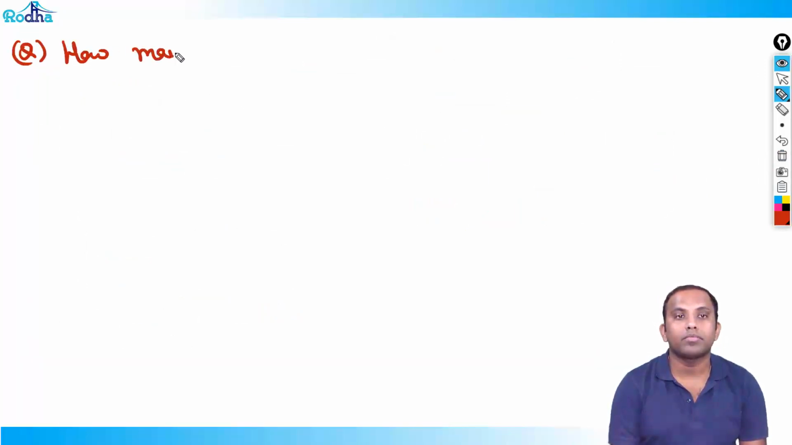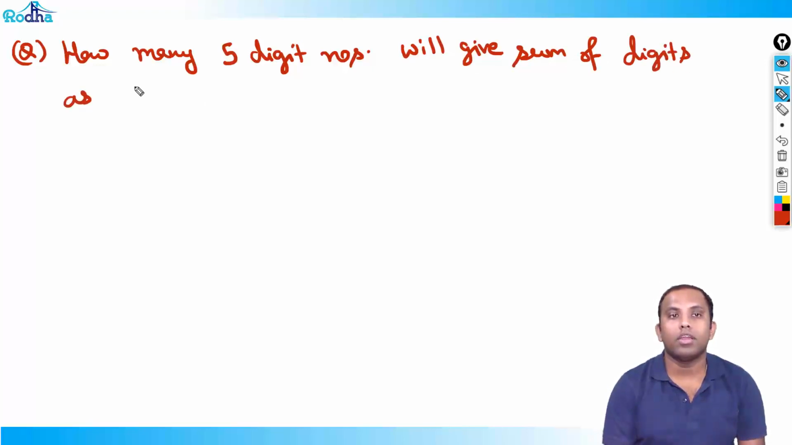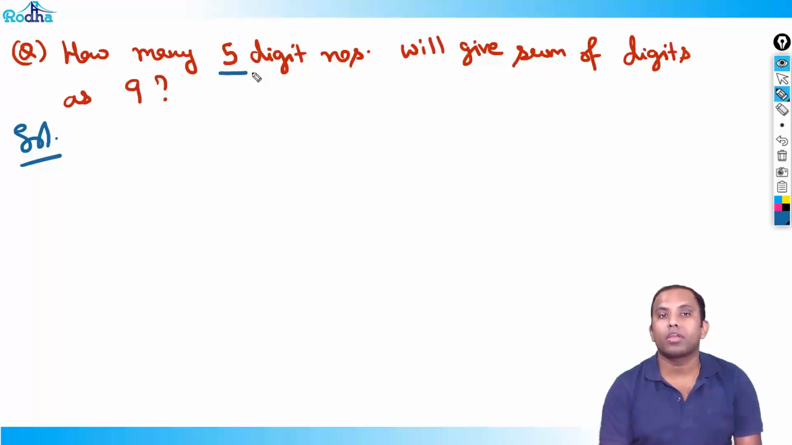How many 5-digit numbers will give sum of digits as, let's say, 9? So how many 5-digit numbers will give sum of digits as 9, right? Don't confuse it with the previous questions we have done. In this case, I'm mentioning here that it is a 5-digit number. I'm particular about this. It's a 5-digit number, right?